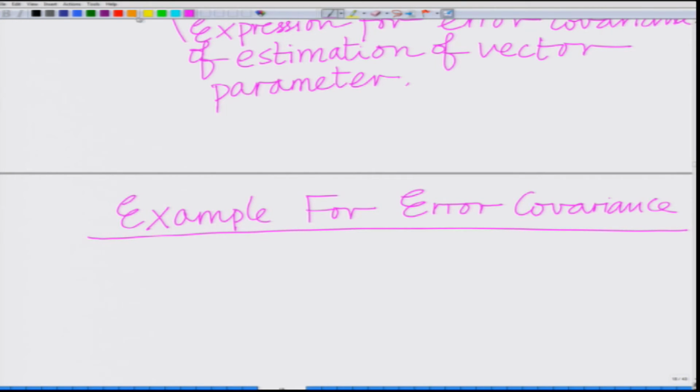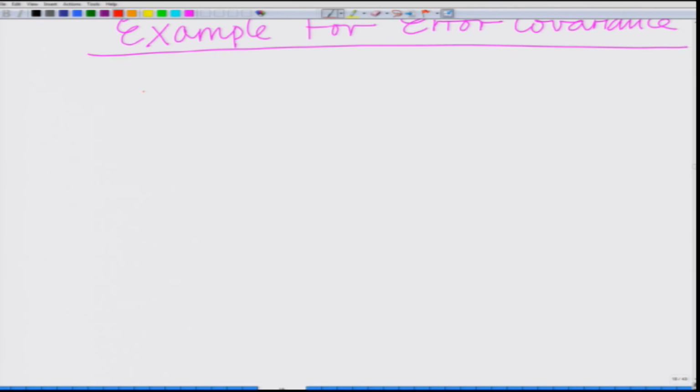So let us do an example to compute this error covariance for the vector parameter, okay. And what we consider is the same setup as the previous example that we have done for the LMMSE estimate of the vector parameter. This is a multi antenna downlink channel. So we are considering the pilot matrix 5 4 4 5 3 4 4 3.